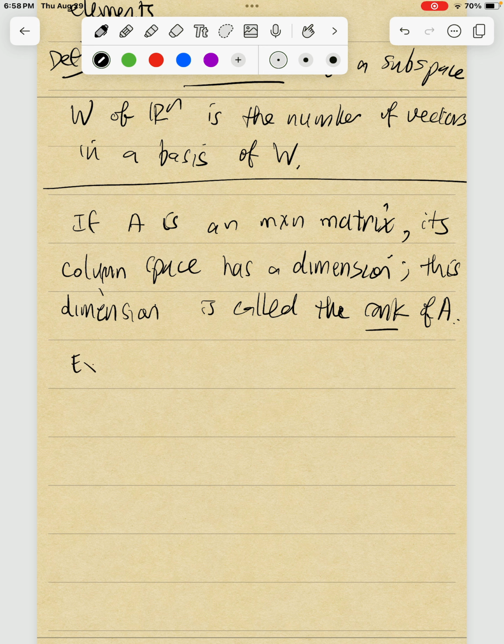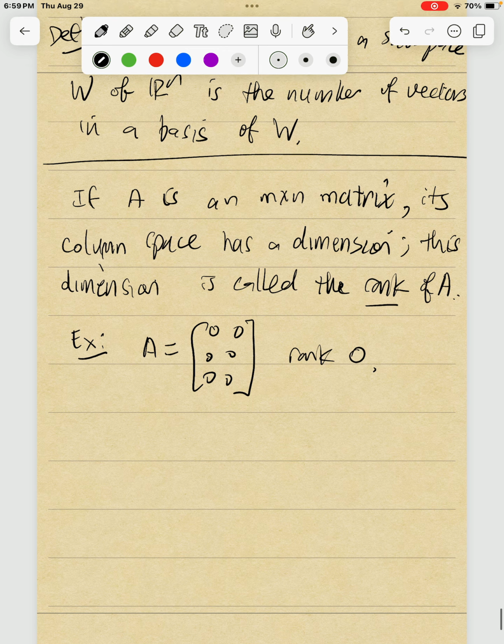So for instance, let's just take a really simple matrix. If you just have this 3 by 2 matrix of zeros, this has rank 0, because the image is just the 0 vector in R3, and the subspace of R3 consisting of the 0 vector has dimension 0.